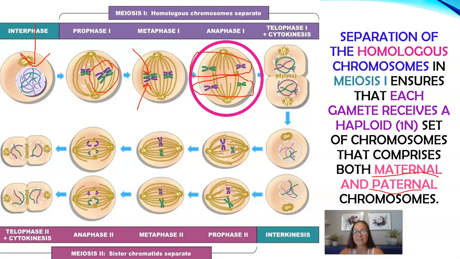So when we look back at the standard, the separation of homologous chromosomes in meiosis 1 ensures that each gamete receives a haploid set of chromosomes that comprises both maternal and paternal chromosomes. So it'll be a combination. My offspring will inherit some chromosomes I got from my dad and some chromosomes I got from my mom. So it'll be a mixture.